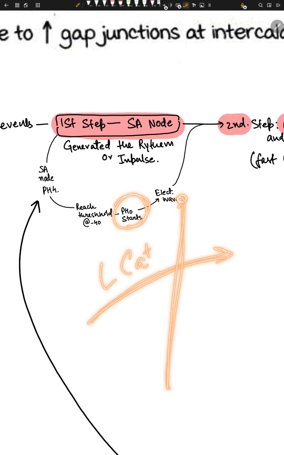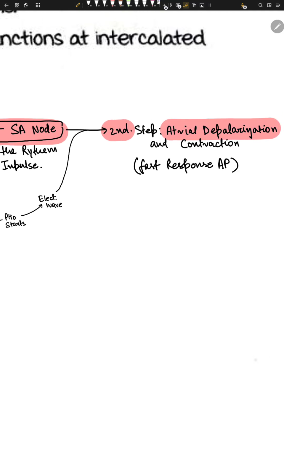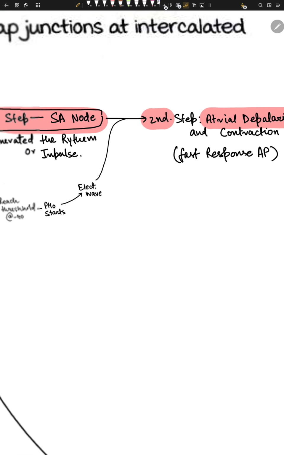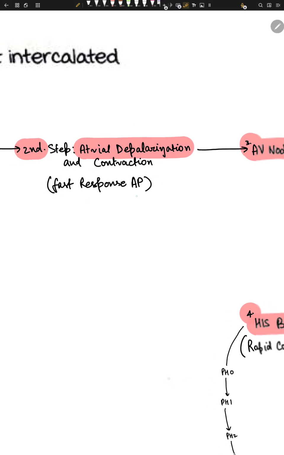The cell goes to the depolarized state now. The cell is depolarized, and then phase 3 starts. These are just potassium going out of the cell. The cell is getting repolarized again. So in this way, when phase 0 ends, when the depolarization ends, the electric wave is generated. Now this electric wave goes and it depolarizes the atria, and contraction of atria happens. Now this is a fast response action potential.